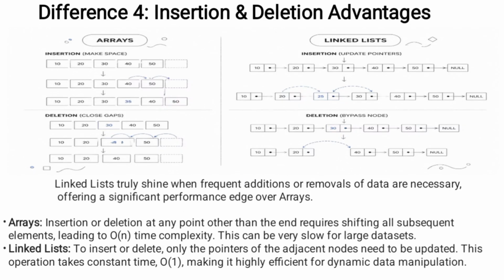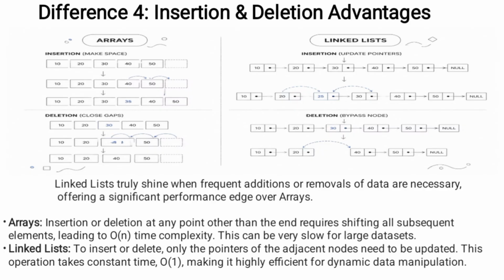Next is the insertion and deletion advantages. It is the most important difference, which clearly defines why an array is less preferred than a linked list. As you can see in the image, for array insertion, when we need to insert element 35 between 30 and 40, we need to shift 40 and 50 to the right, and only then is 35 inserted. Similarly, in deletion, after deleting 30, we need to shift 40 and 50 to the left.